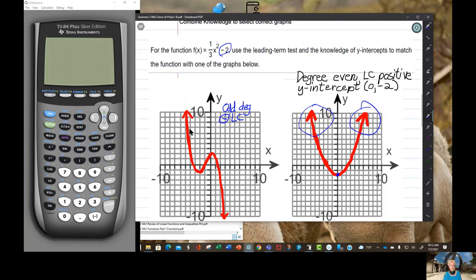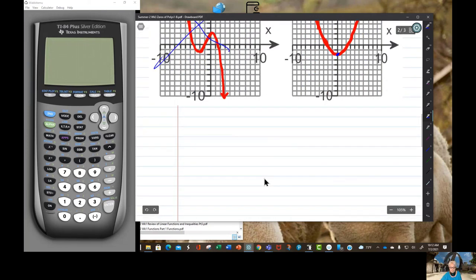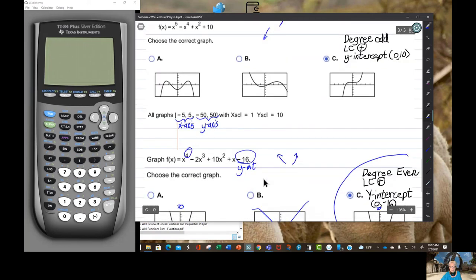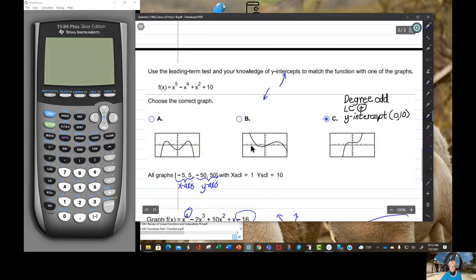This would be the graph of an odd degree polynomial that has a negative leading coefficient. Not what we're looking for. Okay, here we have x to the 5th as our leading term, positive leading coefficient, and 10 is the y-intercept, otherwise known as (0, 10). So that means we're looking for a graph that goes up on the right and down on the left. That could only be this one.